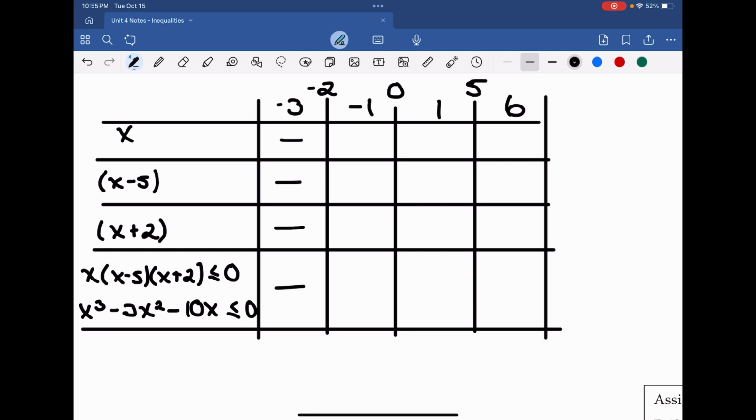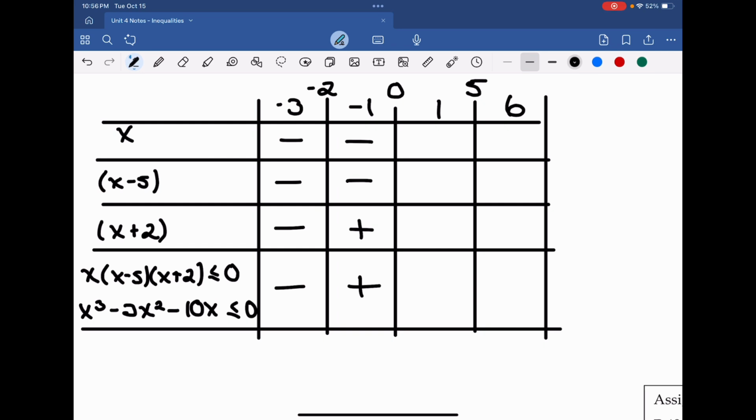Okay, let's plug in -1 into this. -1 will give us a negative. -1 minus 5 is also negative. -1 plus 2 is a positive. Negative times negative is positive, times positive gives us a positive value for this interval. So we have in the first region where it's less than -2, this is where the graph is below the x-axis. When it's between -2 and 0, it's above the x-axis.